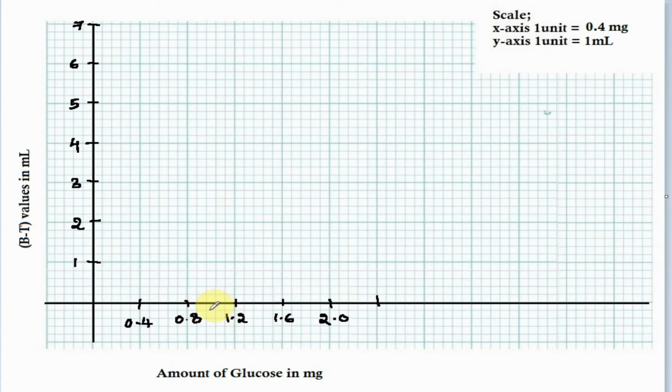For 0.4 milligrams of the solution, we obtained the reading 1.3 ml. Let us mark it down. For 0.8, it was 2.9. For 1.2 milligrams of glucose, the reading was 4.2. For 1.6 milligrams of glucose solution, we obtained the reading 5.3. For 2.0 ml of the solution, we obtained the reading 6.7.